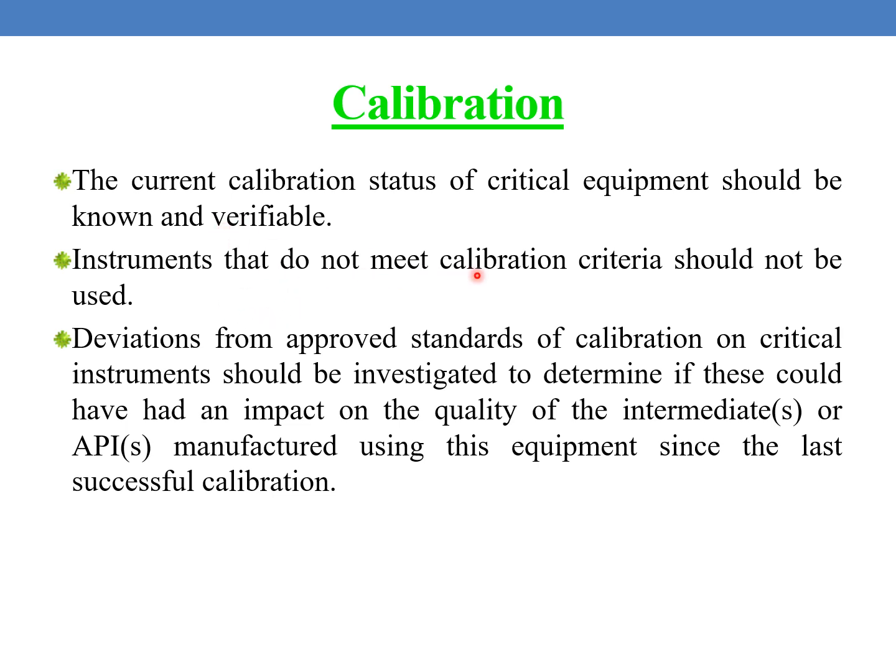Instruments that do not meet calibration criteria should not be used. This is an important point. Deviations from approved standards of calibration on critical instruments should be investigated to determine if these could have had an impact on the quality of the intermediates or APIs manufactured using this equipment since the last successful calibration, and documented to determine if they have any detrimental effects on the quality of the API or intermediates.